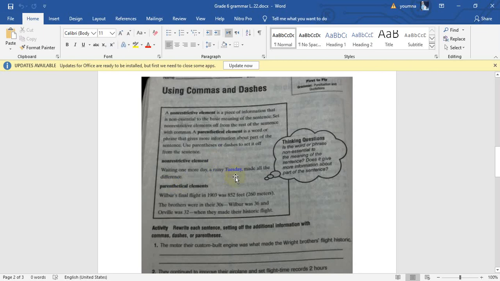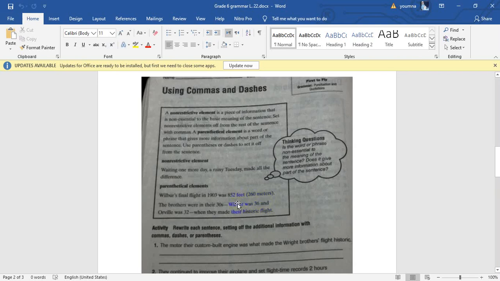But if you are going to use the parentheses or the brackets, it means that you are giving more details. Like Wilbur's final flight in 1903 was 852 feet. About what? So he is giving you details, he is explaining for you. So you are going to have the detail between brackets, 260 meters.